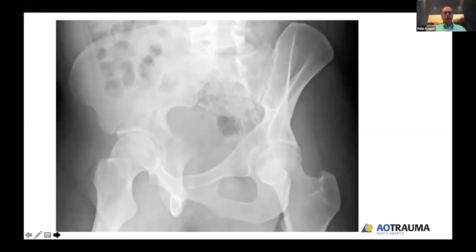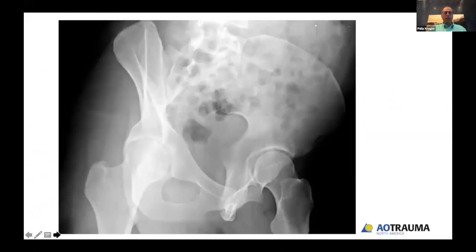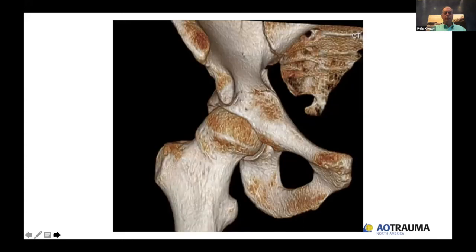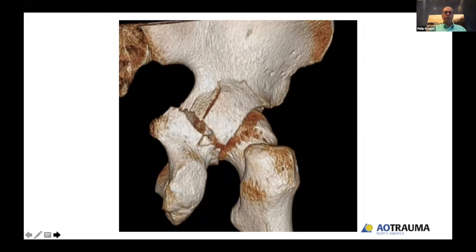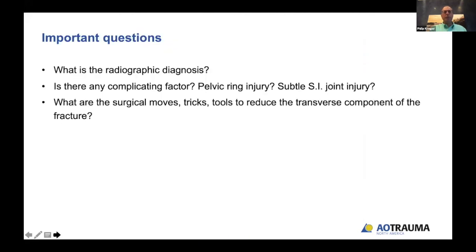Here is the iliac oblique with low posterior column involvement and a very subtle posterior wall fracture. This is the 3D reconstruction. You see that the anterior involvement is right below the anterior inferior iliac spine. There you see the 3D reconstruction. The posterior wall involvement.